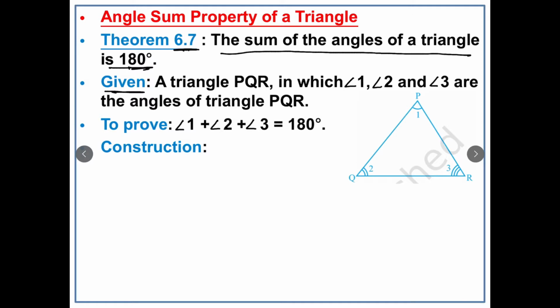We will write, given is a triangle PQR. We have taken this triangle, which is PQR, in which angle 1, angle 2, angle 3 are the angles of triangle PQR. We are having three angles. This is angle 1, angle 2 and angle 3. These are the three angles of triangle PQR. We need to prove that the sum of angle 1 plus angle 2 plus angle 3 is equal to 180 degrees. So this is what we are given: a triangle PQR in which angle 1, angle 2 and angle 3 are the angles, and we need to prove that the sum of angle 1 plus 2 plus 3 is equal to 180 degrees.